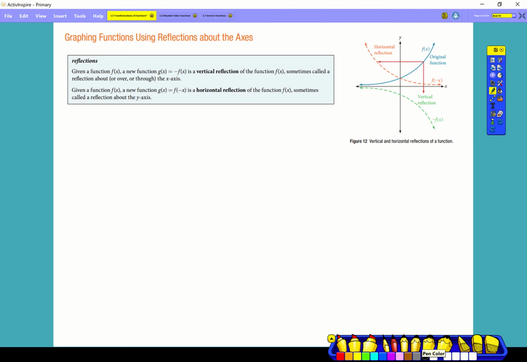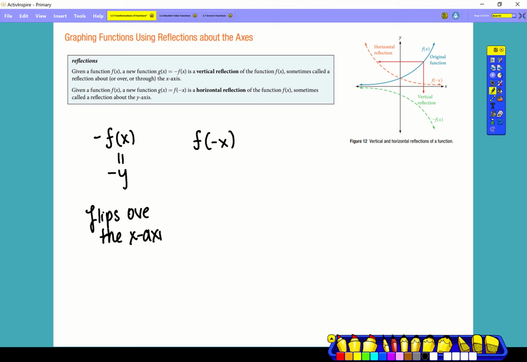Reflections about the axes. So, you can think of a reflection as like a mirror image, right? So notice you've got two reflections over the axes. So what this does is this one's equals negative y. So this one flips over the x-axis. Notice it's right here.